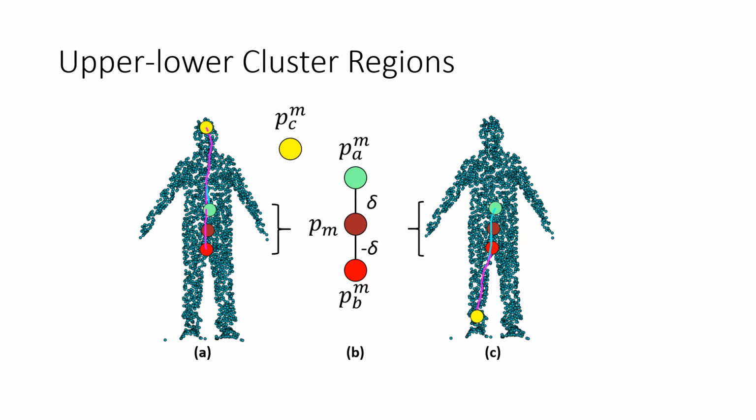Similarly, for encoding upper and lower cluster region information, the key insight is that the geodesic distance from the upper cluster mean to the upper point should be less than the distance from the upper cluster mean to the lower point. And for the lower cluster mean, the geodesic distance to the upper point should be greater than the distance to the lower point.